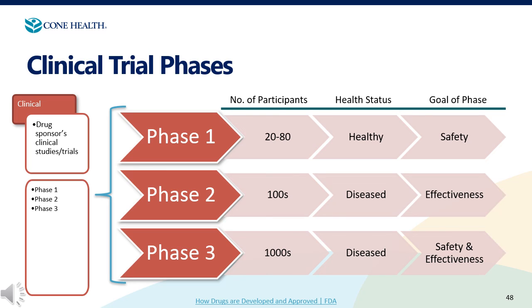Then phase 2 is a little larger, and this is a group of patients who actually have the disease that the medication is designed to treat, and this is to test effectiveness of the medication. Then finally, for phase 3, this is a much larger, sometimes a landmark trial with diseased patients, and this is to test the safety and efficacy of the medication.